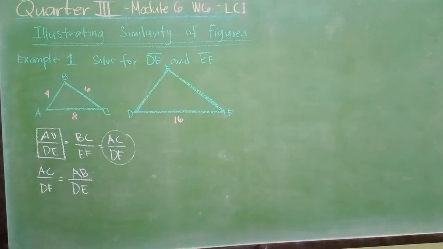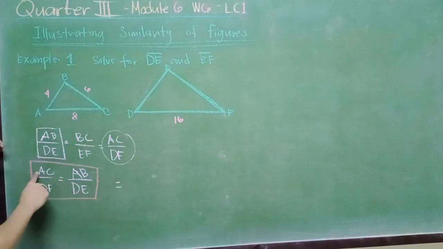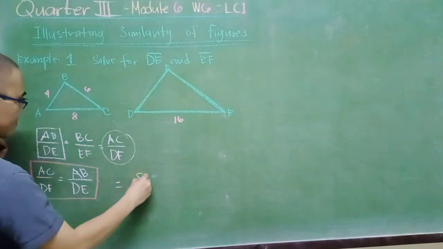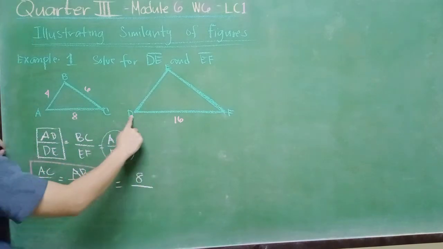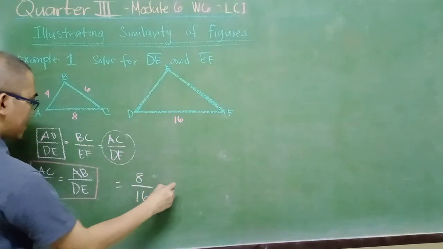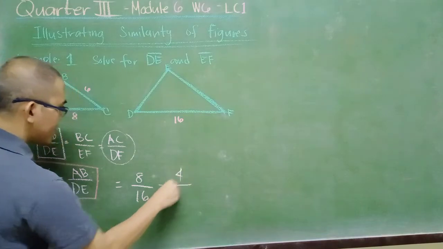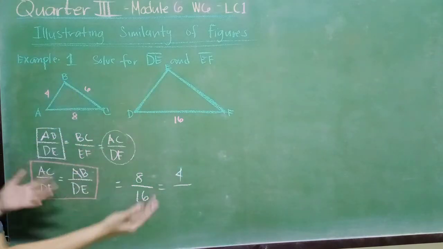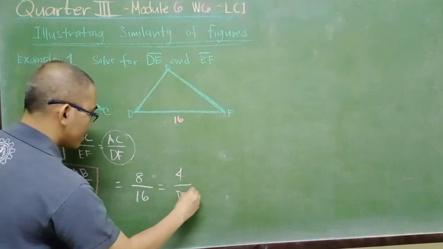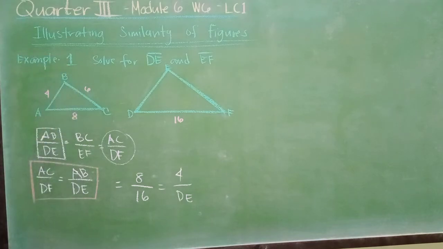Now, using this ratio, we will substitute values now. So yung AC is 8 over DF, which is 16, is equal to AB. AB is 4, and then DE wala pong value. Yan. So ano solution ang gagawin natin?